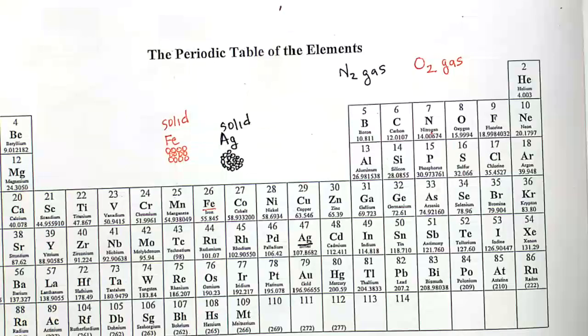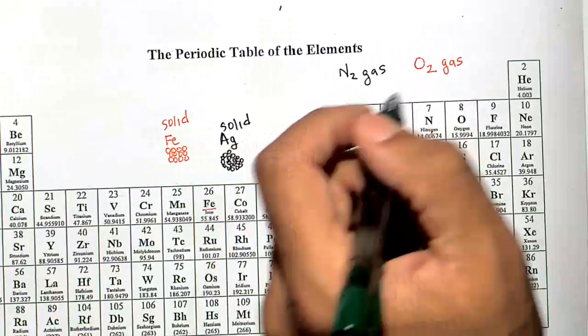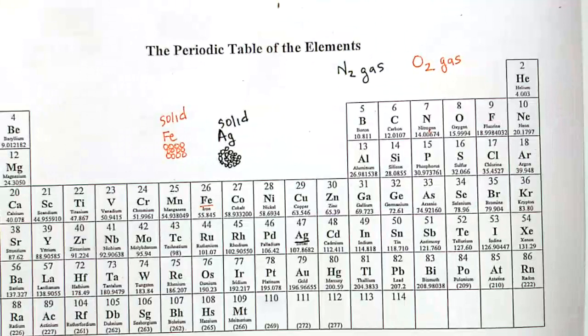Okay, so all of the elements are composed of atoms. But they can have different arrangements, and some of them just are solids, and some of them just are liquids as they are.